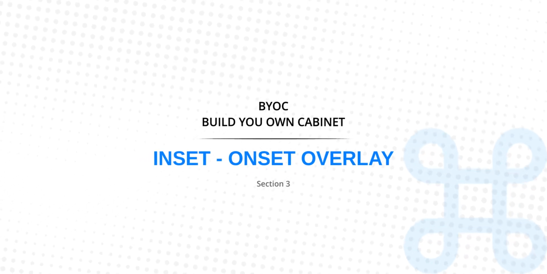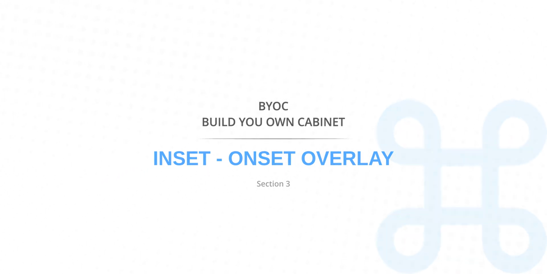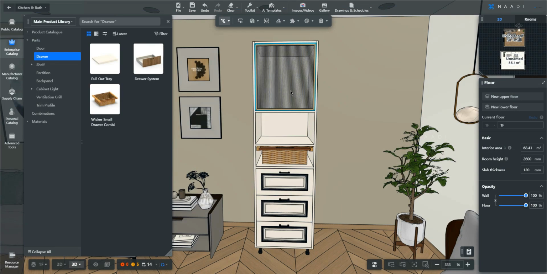And now, just for an example, what if you want all your doors and drawers to be onset? Right now, can you see all these are inset doors and drawers, right? What if you want all your doors and drawers to be onset? If you like so, the process is extremely simple.